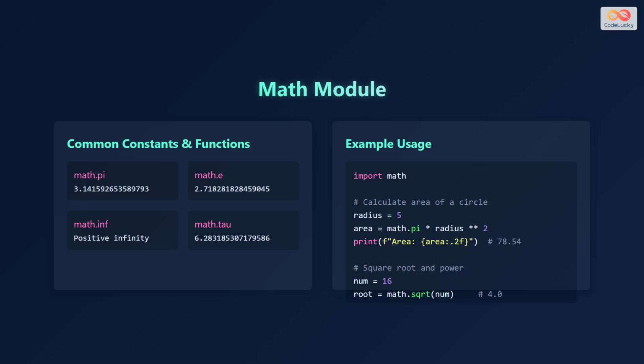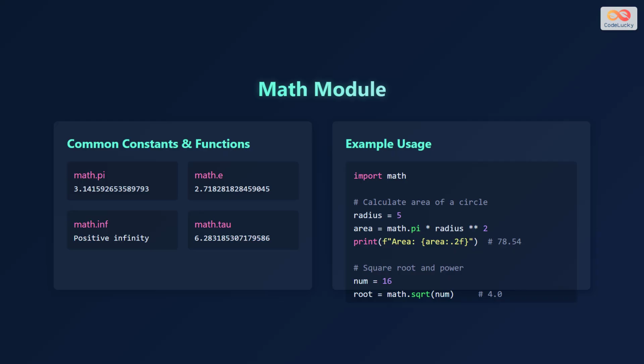The math module provides access to a wide array of mathematical functions and constants. Some common constants include math.pi, which gives you the value of pi, math.e, which gives you Euler's number, math.inf, representing positive infinity, and math.tau, which is 2 times pi.